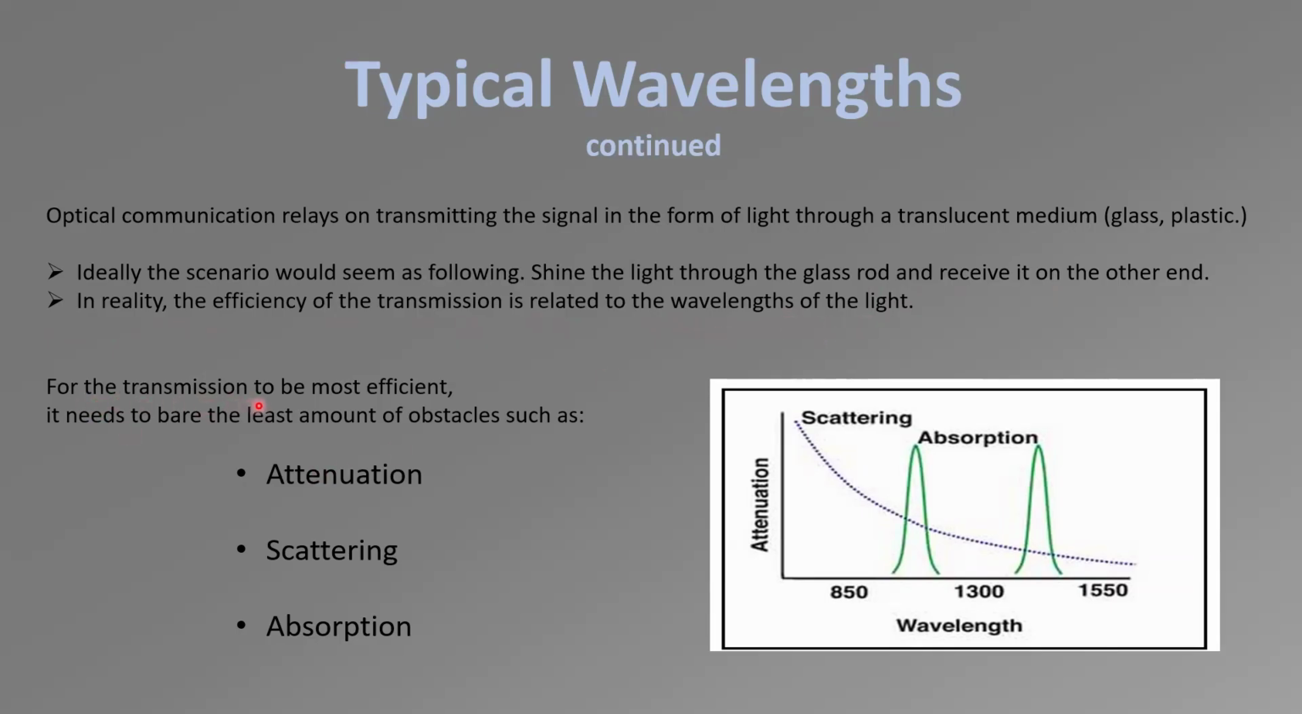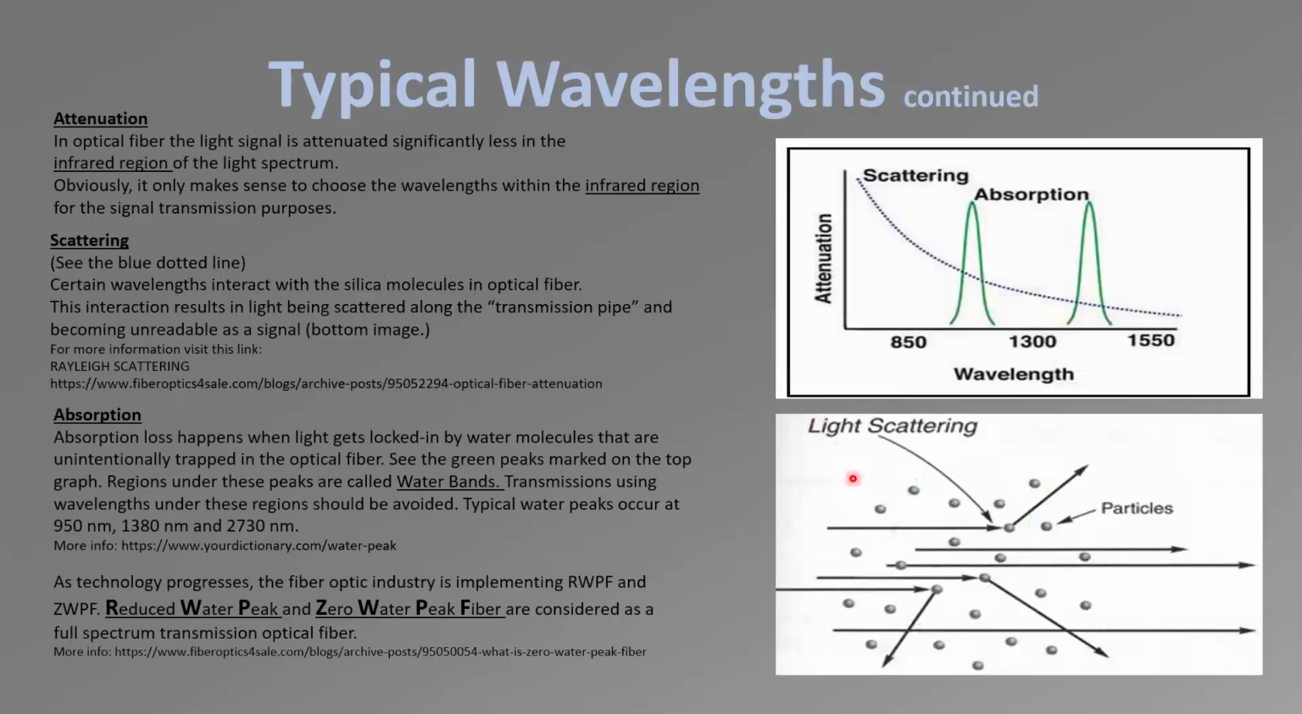For the transmission to be most efficient, it needs to bear the least amount of obstacles, such as attenuation. Attenuation works against us. Scattering of light works against us. And believe it or not, absorption. What is scattering? The light hits some kind of particle that is in the glass and it scatters, which means the light is being lost.